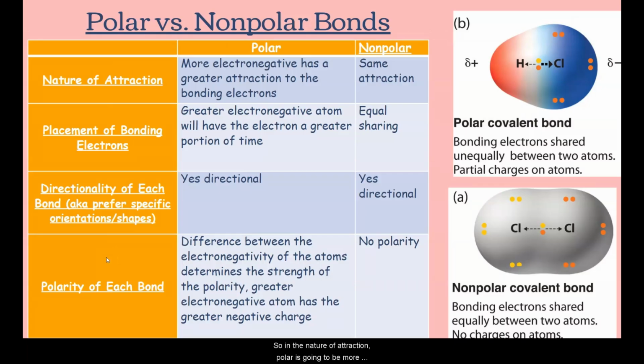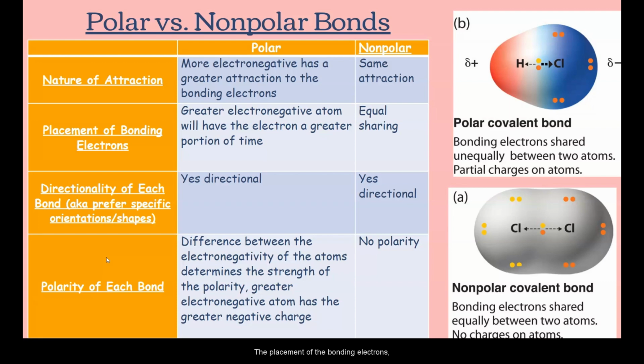So in the nature of attraction, polar is going to have more electronegativity, as it has a greater attraction to bonding electrons. Nonpolar is going to have a similar attraction. That means on polar, you're going to get two poles. Polar bonds are often called dipole bonds because you have a slightly negative pole and a slightly positive pole, making two poles. Nonpolar bonds have no poles.